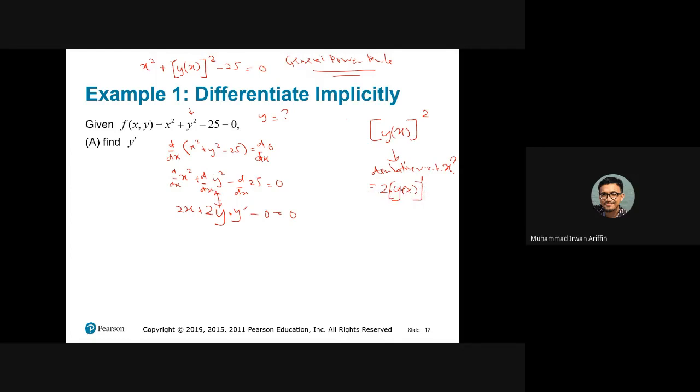And that's why we need to multiply with the derivative of y with respect to x itself. So don't forget, you always need to put this y prime, minus 0. Now that we have this, the next step is to rearrange such that we have y prime on one side. So here we have 2y multiplied by y prime equals, I'm going to bring 2x to the other side, so my y prime equals negative 2x divided by 2y, which equals negative x over y. So this is the derivative of this equation with respect to x.